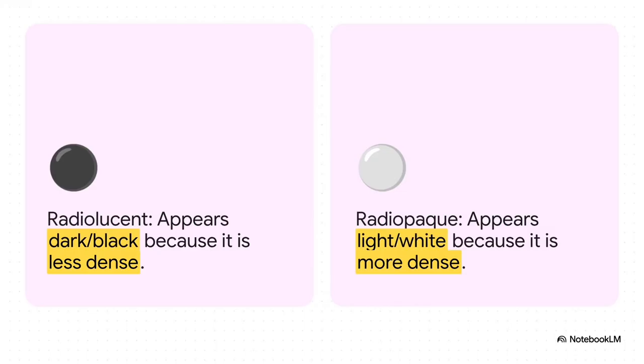So let's just boil it down. Radiolucent equals dark and less dense. Radiopaque equals white and more dense. Every single feature you see on an X-ray falls somewhere on this spectrum. Getting this simple distinction down is, without a doubt, the most critical first step to reading these things.